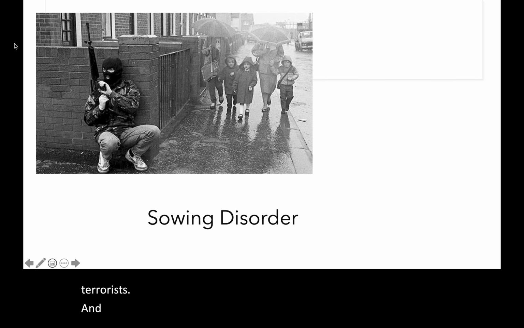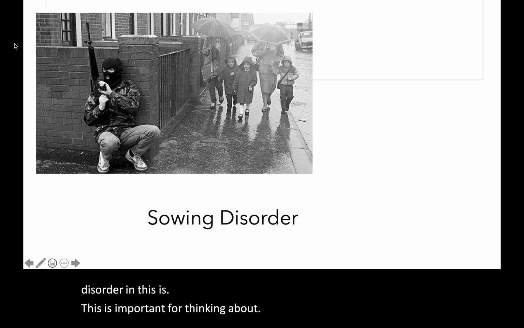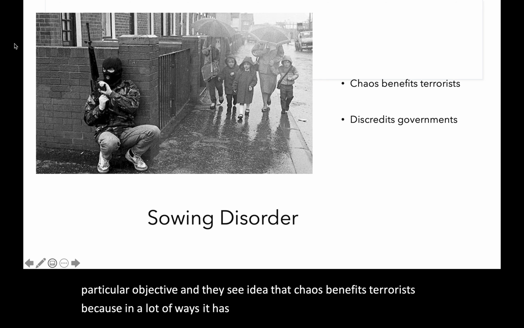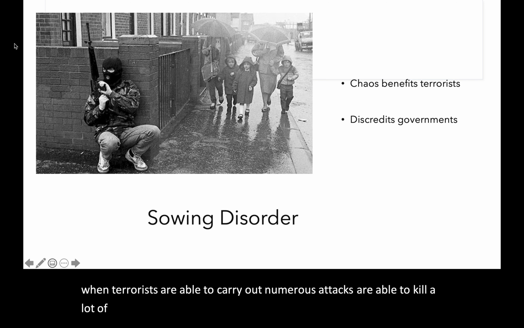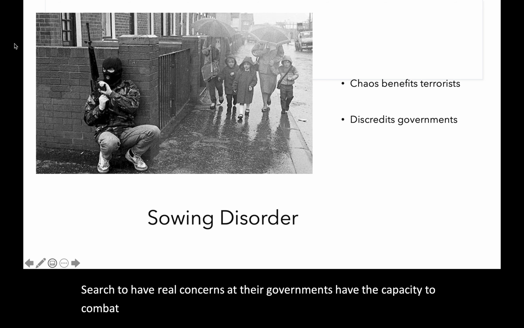And the final one we're going to talk about here is this idea of sowing disorder. This is important for thinking about terrorists really wanting to create chaos to promote their particular objective. It's the idea that chaos benefits terrorists because in a lot of ways it has the capacity to discredit government. So when terrorists are able to carry out numerous attacks and kill a lot of people, citizens begin to perhaps distrust their governments, or at least start to have real concerns that their governments have the capacity to combat terrorist organizations. And in some ways, terrorists see this as potentially working to their advantage.